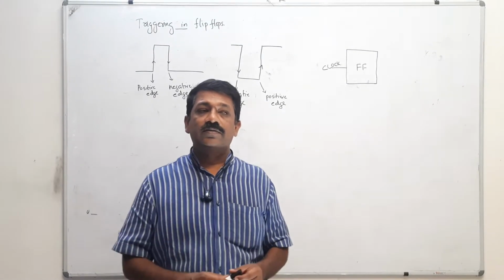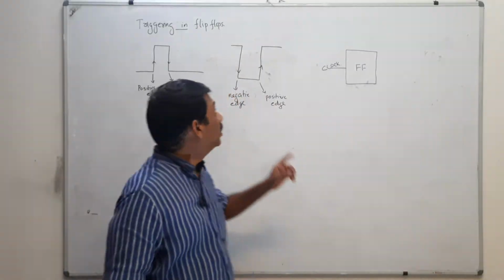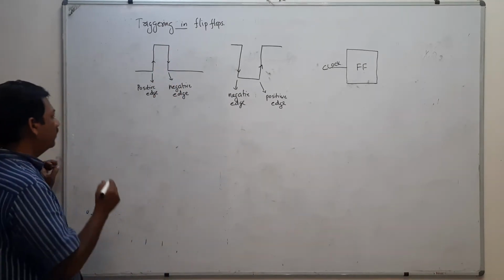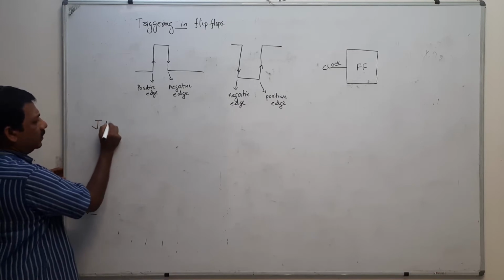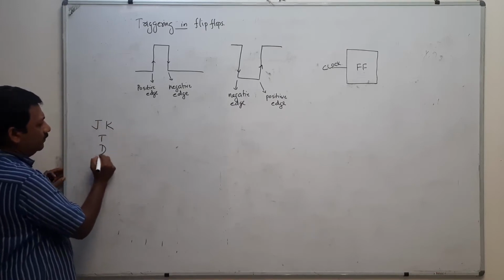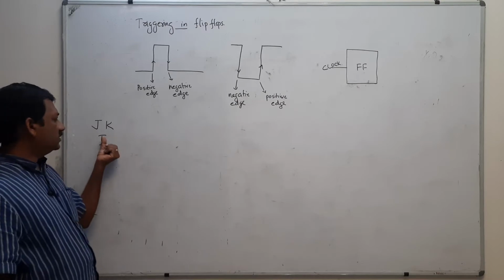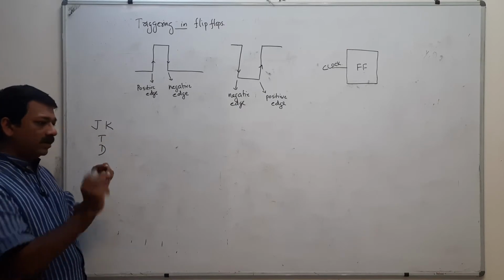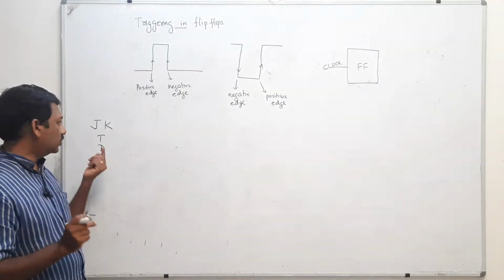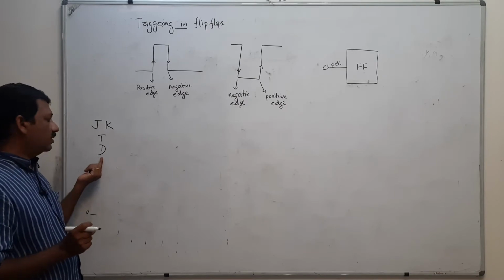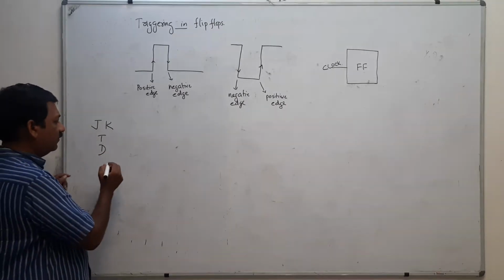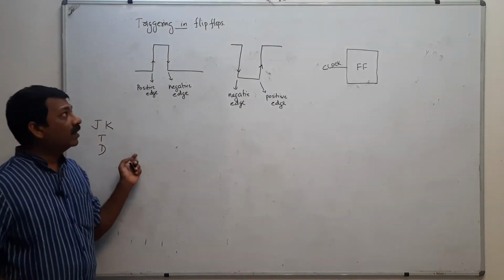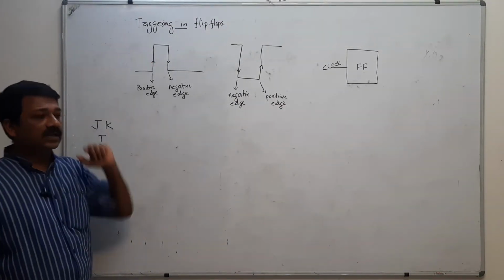Good morning. Today we are going to discuss what is meant by triggering in flip-flops. We have different types of flip-flops like J-K, T and D. Actually, the T flip-flop and D flip-flop are variations of J-K. When the two J and K terminals are shorted, you get a T flip-flop, and in a D flip-flop, J and K are complements of each other. That you know already. Then we are going to discuss what is triggering in flip-flops.